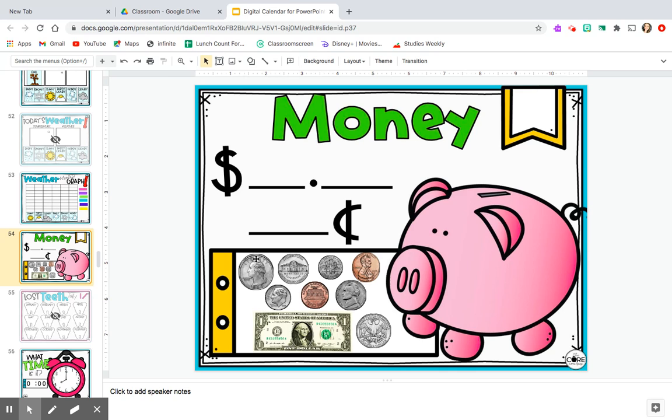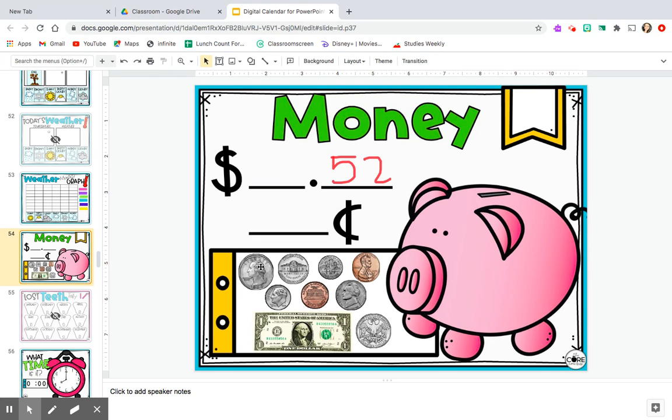Okay, let's try some money. We have been in school for 52 days now, so let's do 52 cents. Remember, our cent sign is here, and our cents go after the decimal. So we're doing 52 cents.